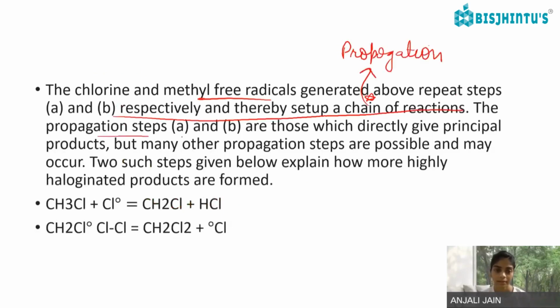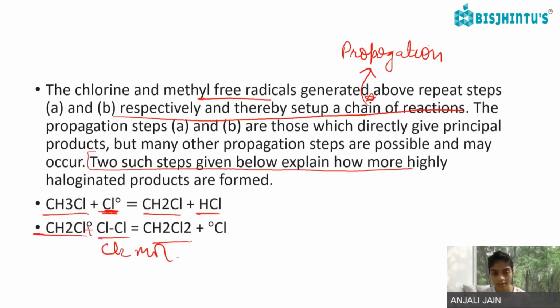The propagation steps A and B are those which directly give the principal products, but many other propagation steps are possible and may occur. Two steps are given below. Methyl chloride in the presence of a chlorine free radical gives methyl chloride plus HCl. Methyl chloride in the presence of a Cl2 molecule gives me CH2Cl2 plus a Cl free radical.